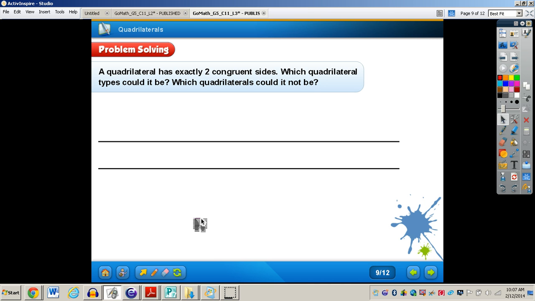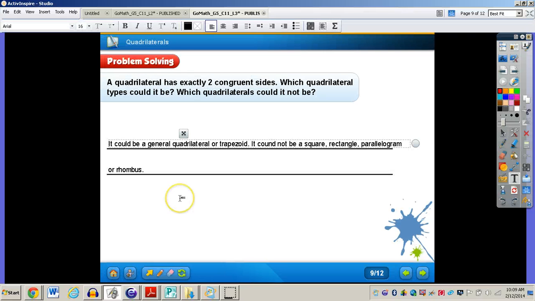It says a quadrilateral has exactly 2 congruent sides. Which quadrilateral types could it be? Which quadrilaterals could it not be? So think through this problem. When you press play, I will have the answer for you. Here's the answer that you might have. It could be a general quadrilateral or trapezoid, so either of those 2 would work. However, it could not be a square, rectangle, parallelogram, or rhombus.